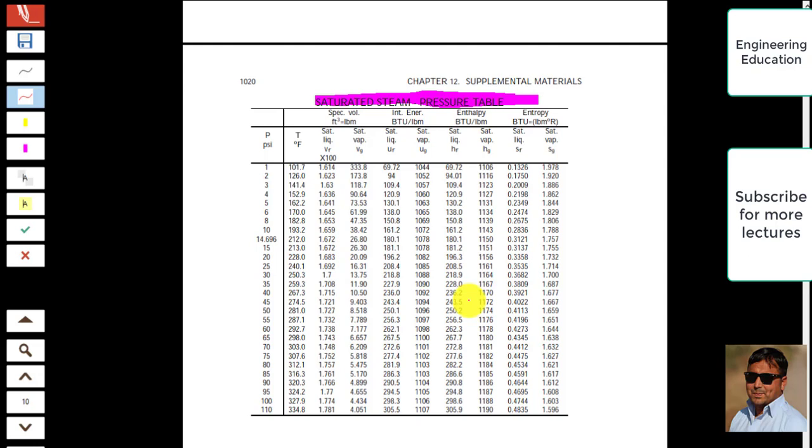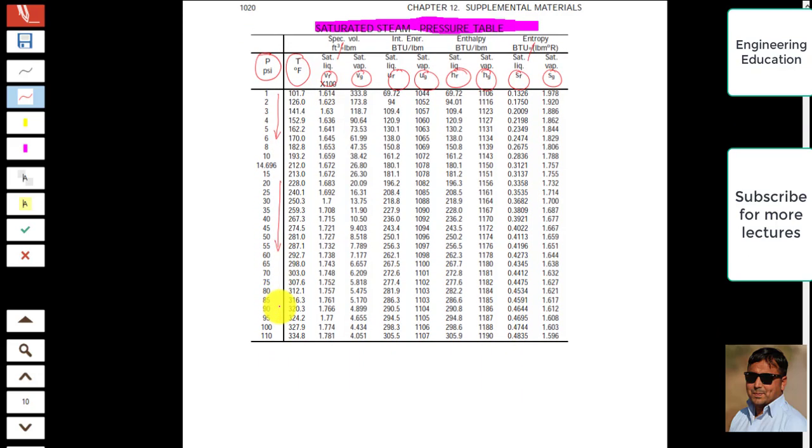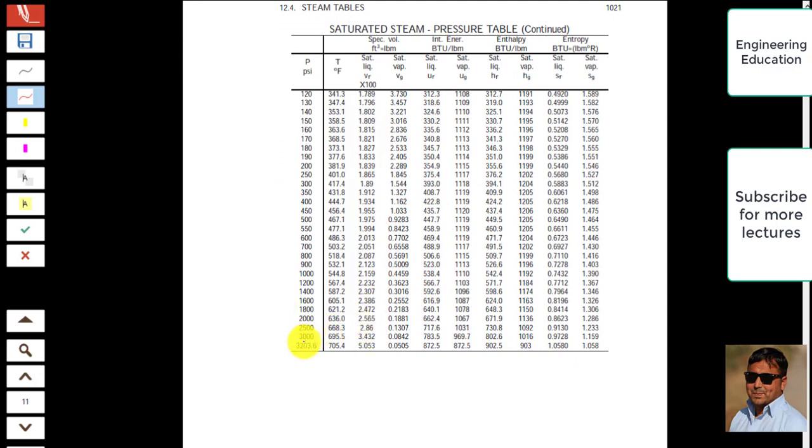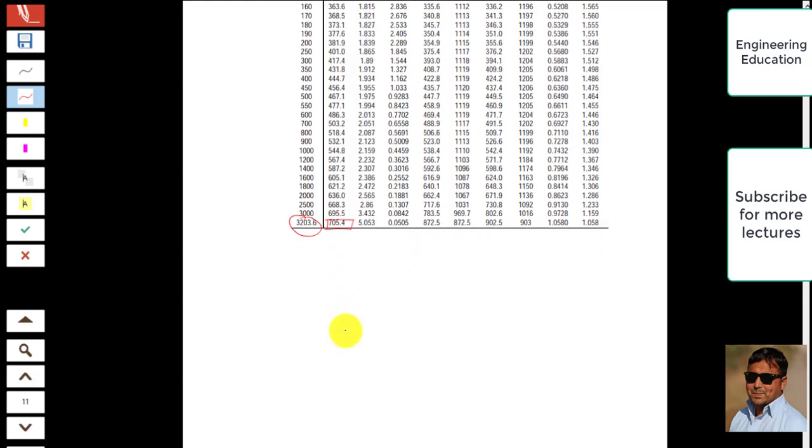This is the saturated steam pressure table. Here we have pressure in pound per square inch, temperature in degree Fahrenheit, and other units are, for example, specific volume in cubic feet per pound mass, internal energy in BTU per pound mass, enthalpy in BTU per pound mass, entropy in BTU per pound mass per degree Rankine. So these values are again mentioned for the saturated steam, and the values of these properties are mentioned while varying the pressure. That's why this is called the pressure table. These are the various values. Maximum value is 3203.6 psi, and the temperature is 705.4 degree Fahrenheit. All properties are mentioned in this table.